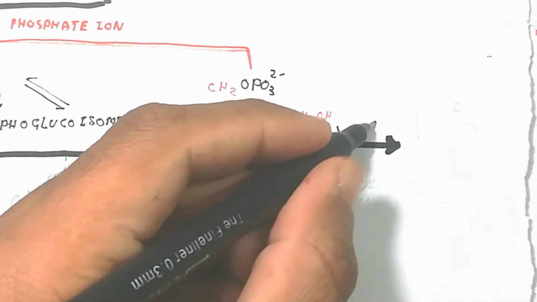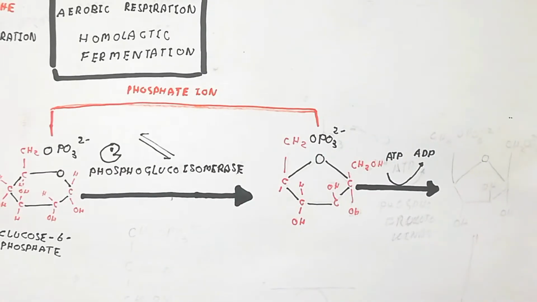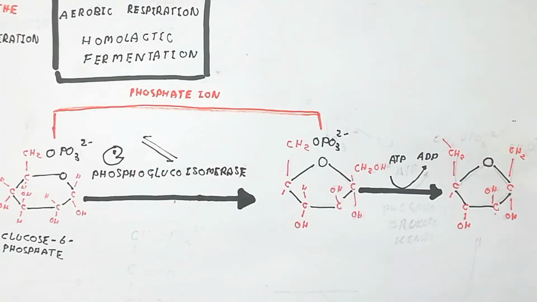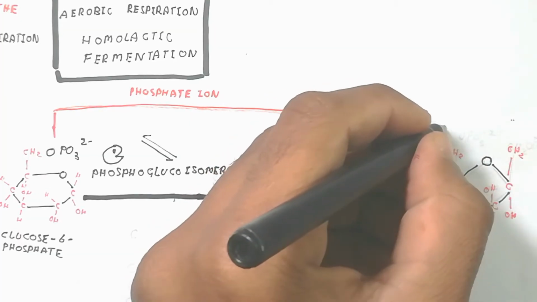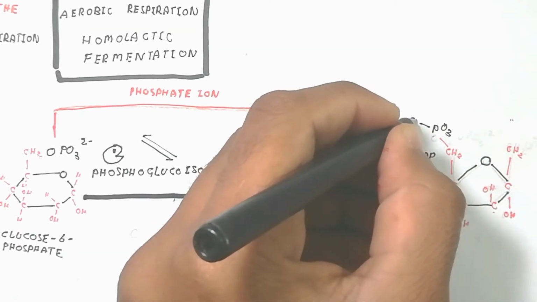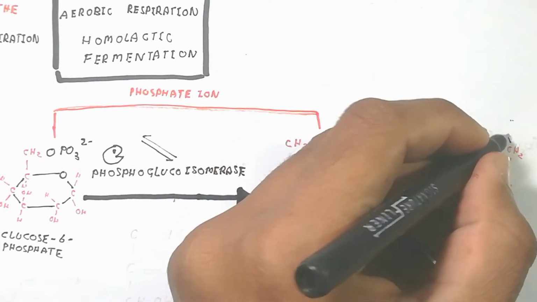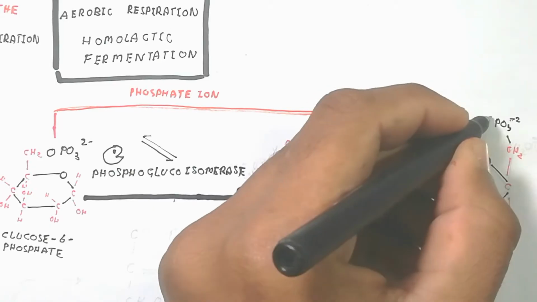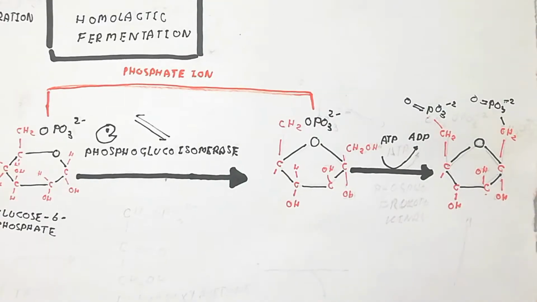Next, more ATP will be used, and due to the presence of the enzyme phosphofructokinase, another phosphate group is attached to carbon number 1. So carbon number 1 and carbon number 6 contain 2 phosphate groups, inorganic phosphate, and this is known as 1,6-bisphosphofructose, not glycerate, fructose. So 1,6-bisphosphofructose will be produced.